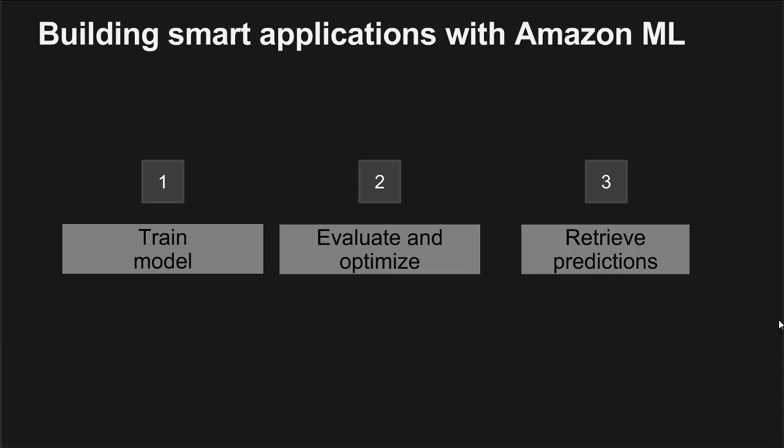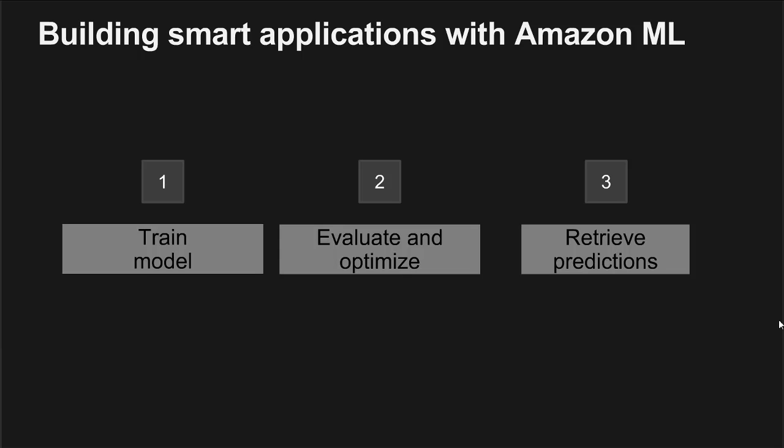So let's step through the flow that we would use in order to build smart applications with Amazon ML. It's pretty basic. You start out with data, you train a model based on that data, and as part of the training step, you separate the data into two sections: the data that you're going to train the model with and the data that you're going to use to evaluate the model, the holdout set. So you evaluate and optimize the model based on that holdout set. And then once you have that, Amazon Machine Learning has a ready-to-go model. It's something that you can put into production right away.